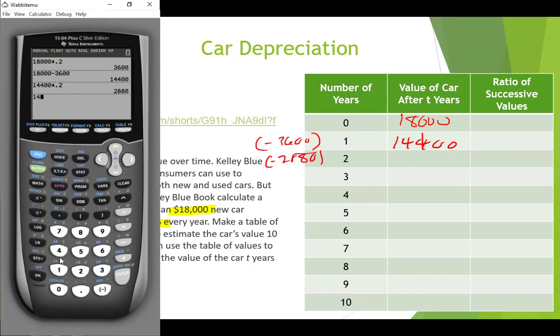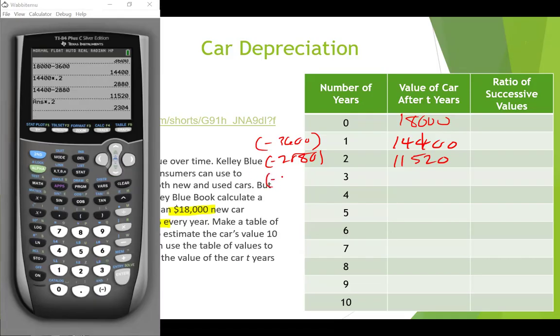So now it's 14,400 minus 2,880. And now my car is valued at 11,520. Yes? So now I'm going to lose how much of that car? So times 0.20. I'm going to lose 2,304. Your boxes are bigger than mine, so that's nice. And I don't want to keep typing things, so I'm just going to arrow up, minus. That's the beauty of the calculator being updated, is that you can go grab what you need. And now I'm at 9,216.